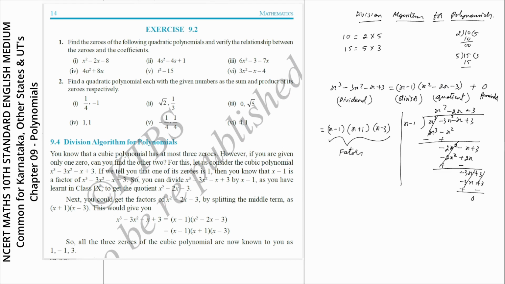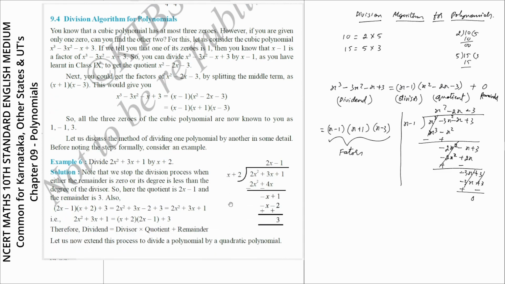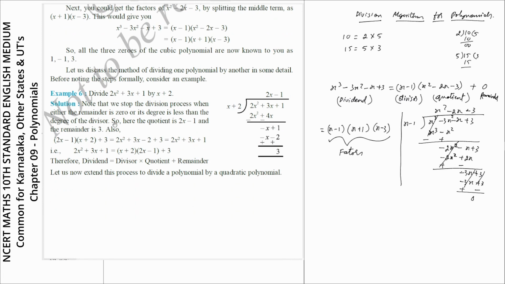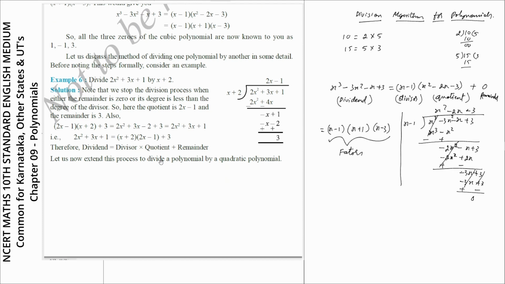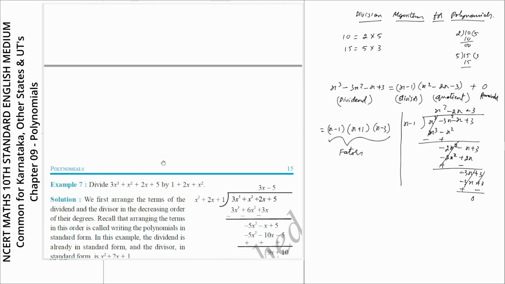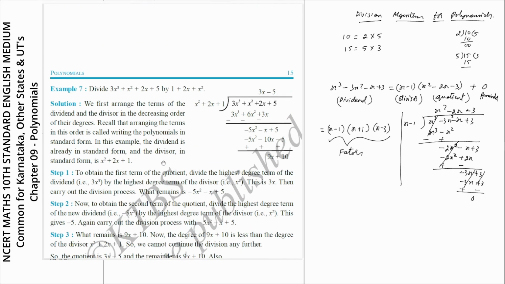In your textbook you can find several worked examples. Divide 2x square plus 3x plus 1 by x plus 2. So it's a simple division. All the procedure is given. It's all self-explanatory. In the exercise we have several problems to do, so I won't be explaining all these things. Read and understand by yourself.